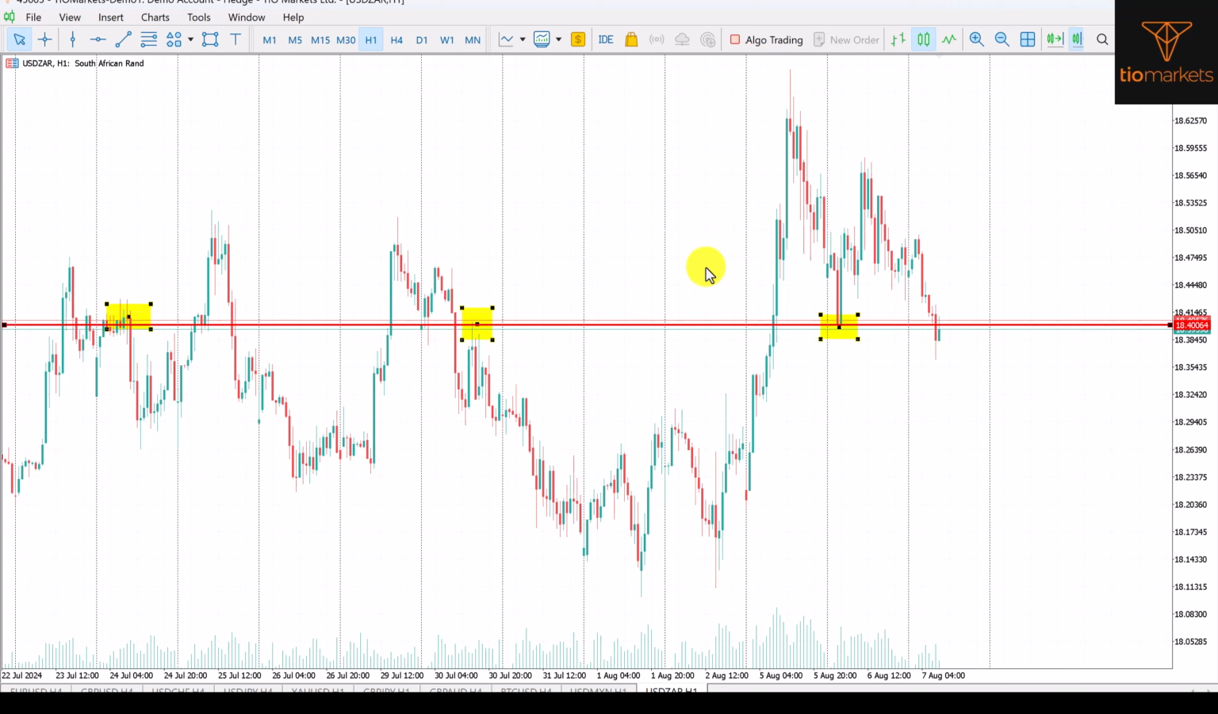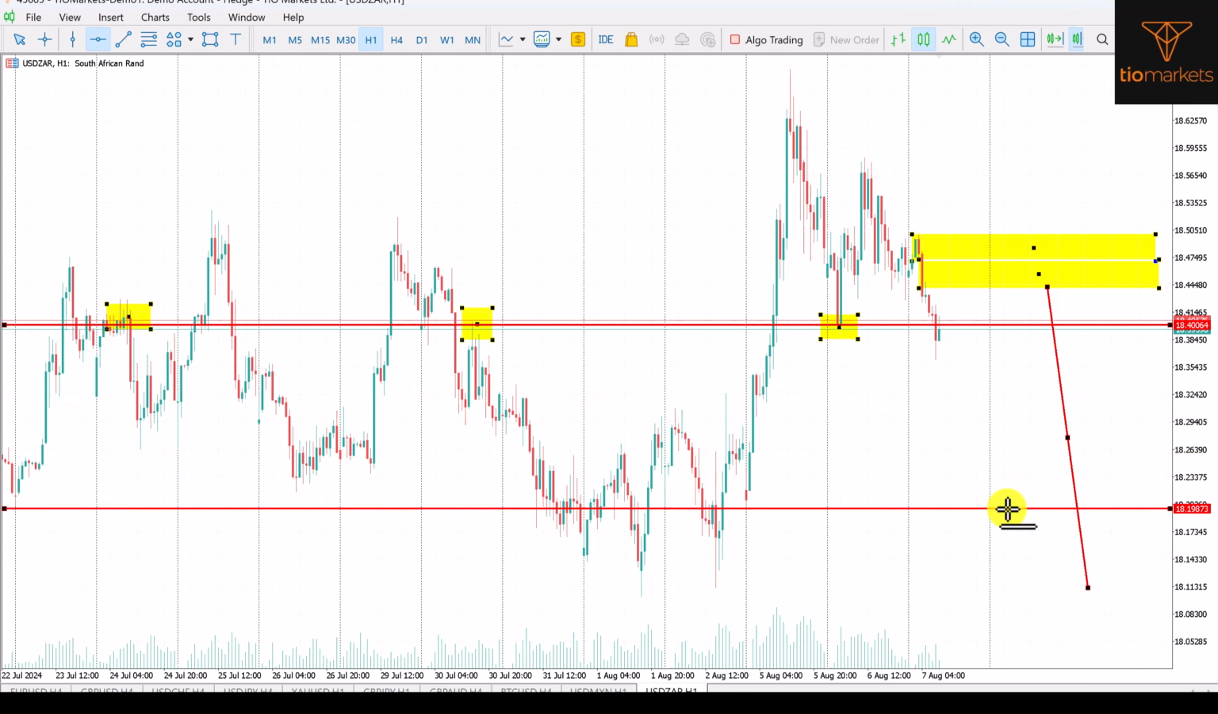So what are you waiting for? You're waiting for price to retest this order block, or you're waiting for price to retest this fair value gap, and you can take this commodity down. So this is a simple setup that you can see and that you can trade. So we're waiting for price to go back to either the fair value gap or the order block, as you can see, and we are going up like that.